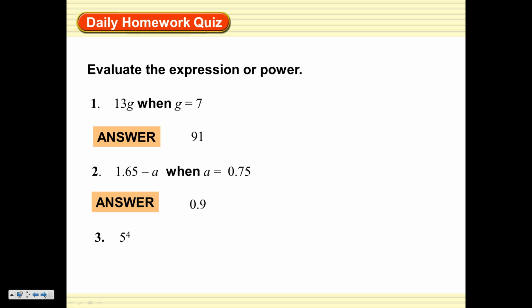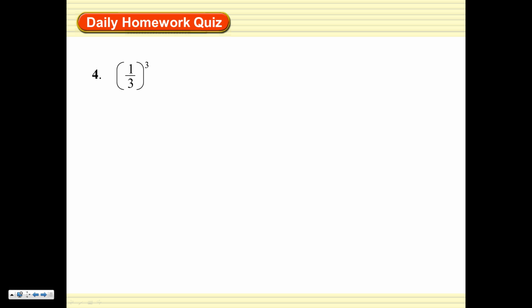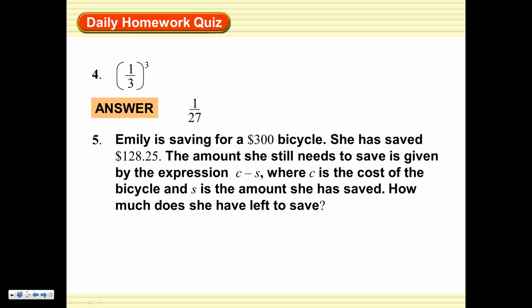Number 3, 5 to the 4th power. If you need to pause the video, do so. And then you can check your answer. 625. You can always rewind, go back, whatever. 1/3 to the 3rd power. I think we already have done this one. No, we did 1/3 to the 4th power. 1/27.